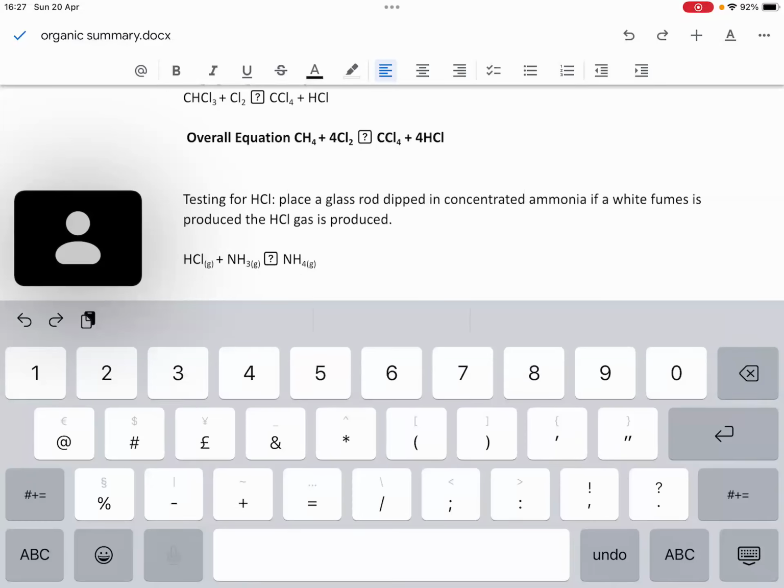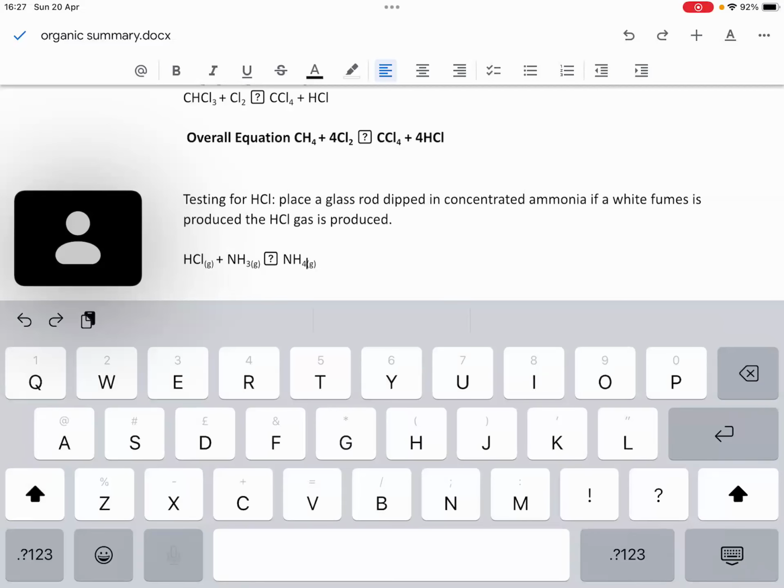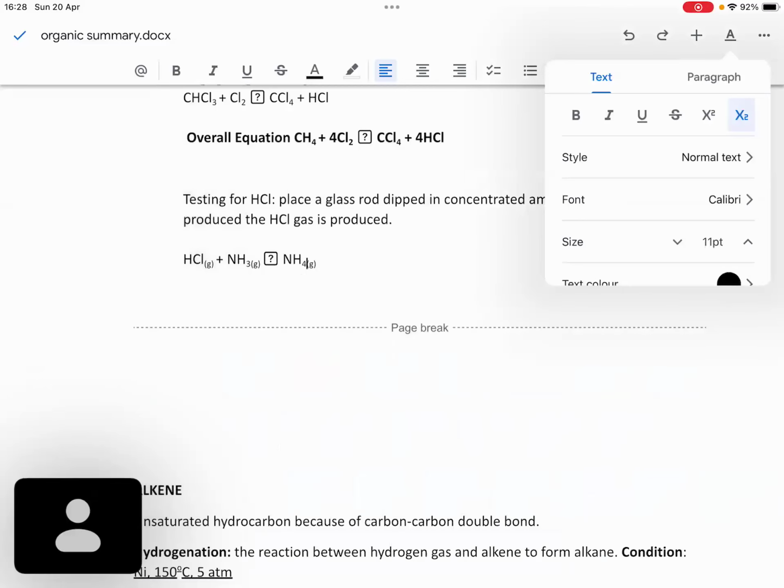So we have HCl gas forming ammonium chloride. Why can't we use the iPad?